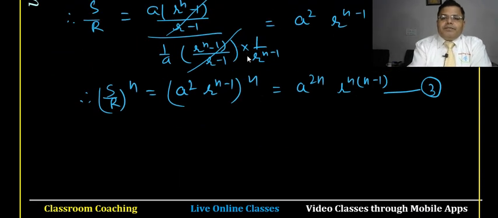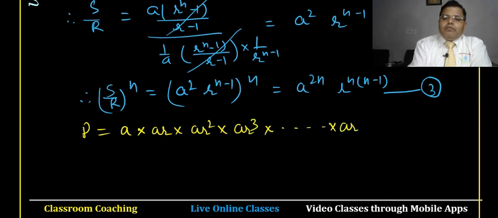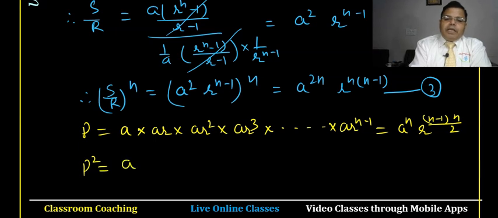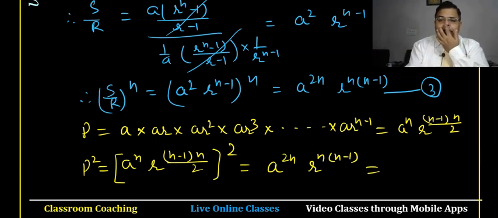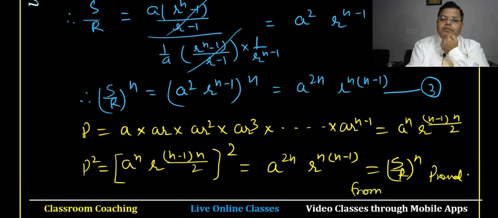Now, since P is the product, P is equal to a into ar into ar square into ar cube up to ar to the power n minus 1. That will be a to the power n r to the power (1 plus 2 plus 3 up to n minus 1), so that will be n into (n minus 1) by 2. Now P square is equal to (a to the power n r to the power n(n minus 1) by 2) whole squared. That will be a to the power 2n and r to the power n into (n minus 1), because the 2 cancels out, and from the third this is equal to (S by R) to the power n. This is the proof using the third equation.